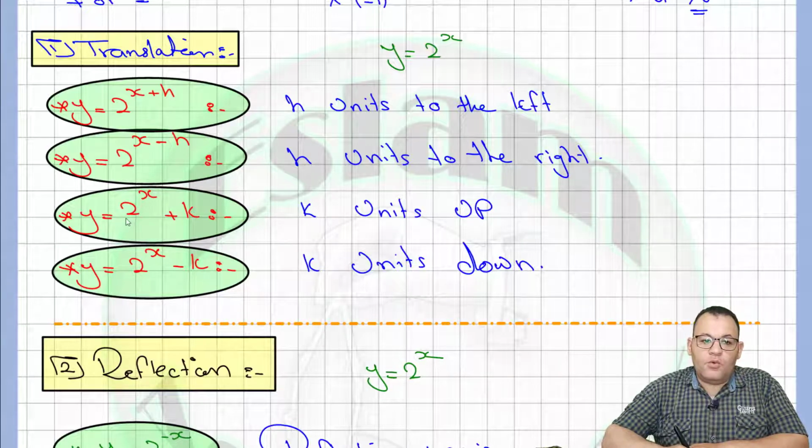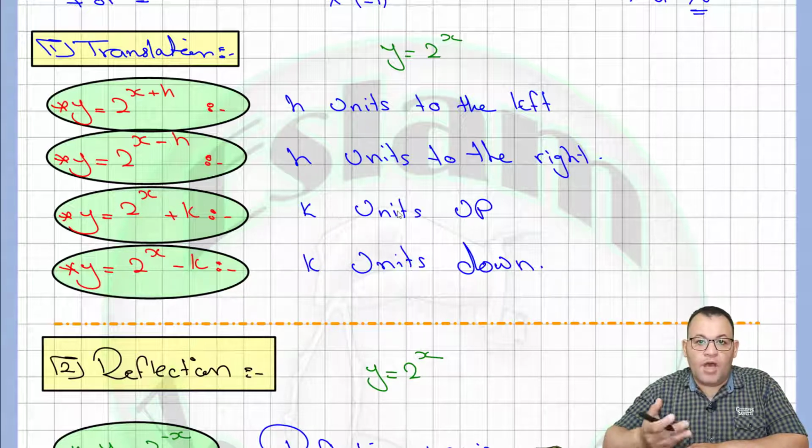Now if you have y equals 2 to the power x plus or minus k, if you add k to the function or to the equation, it means you are moving up or down. By adding, you are moving up. By subtracting, you are moving down.